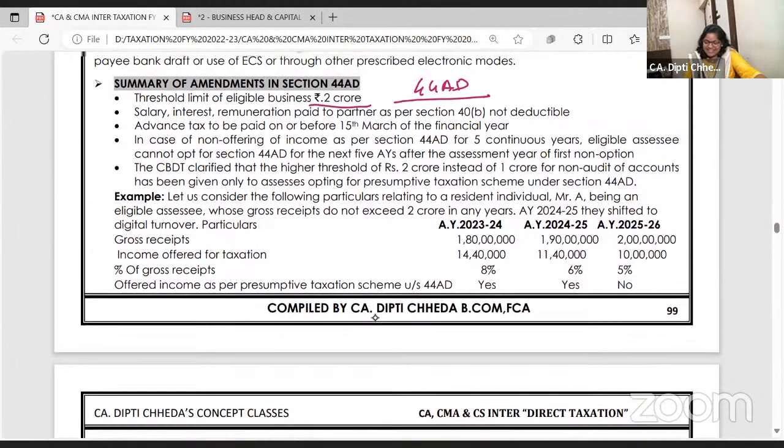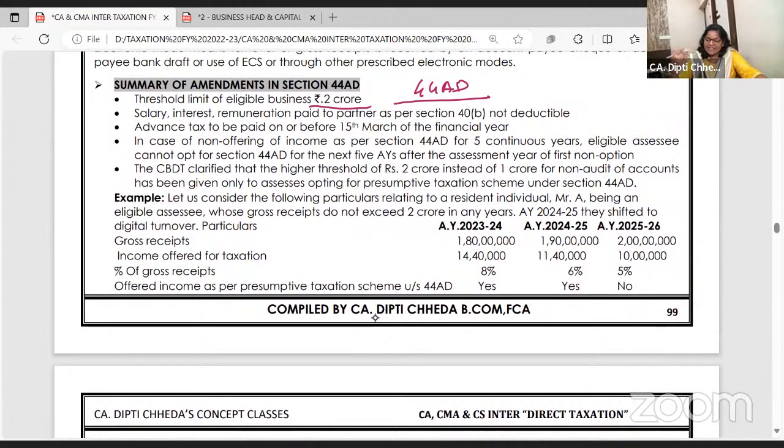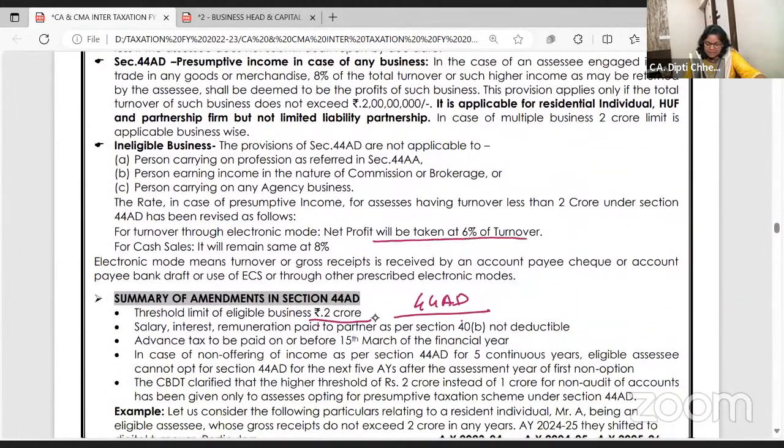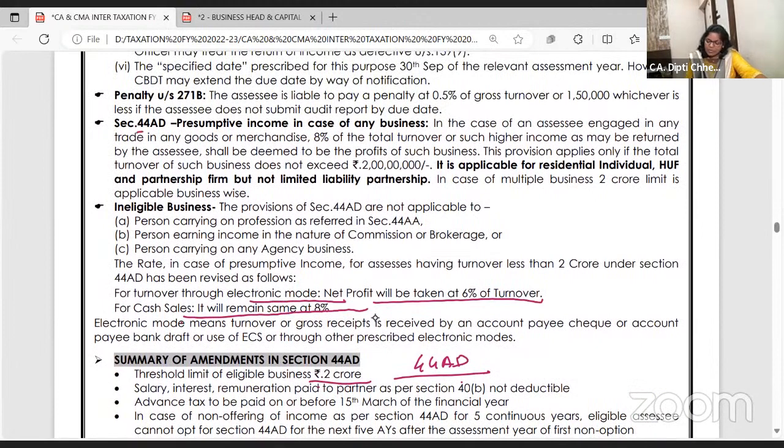Live chat is coming very late. So what is 44 AD? If your turnover is up to 2 crore, then you can show net profit of 6% on the turnover if it is digital mode, electronic mode. Otherwise, 8% of the turnover you can show. And then you need not maintain any books of accounts. That's what 44 AD is.